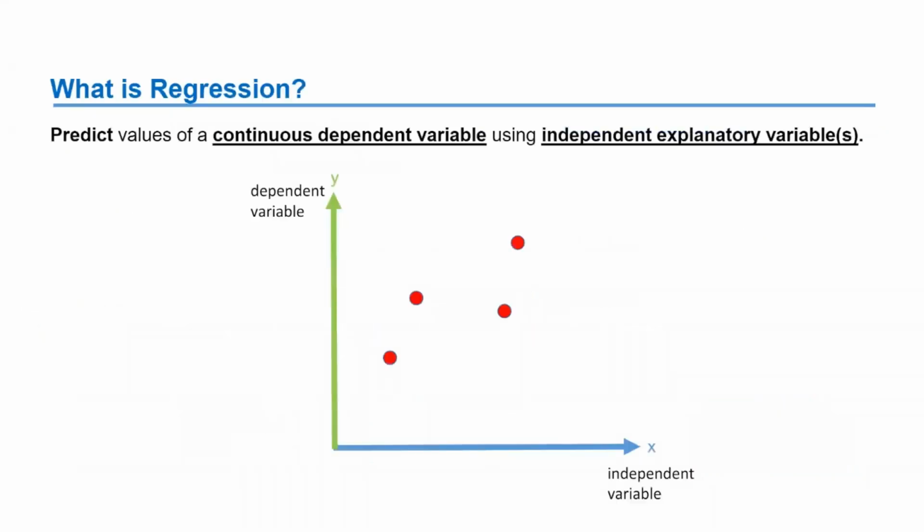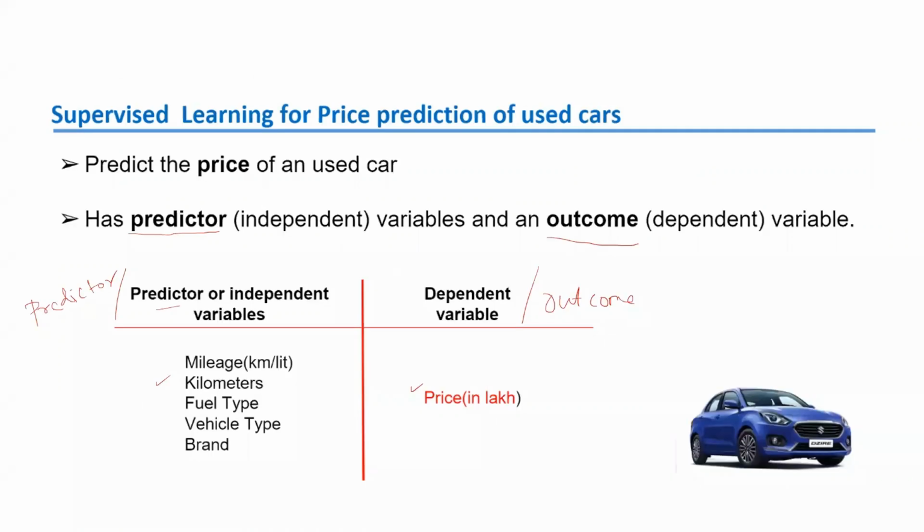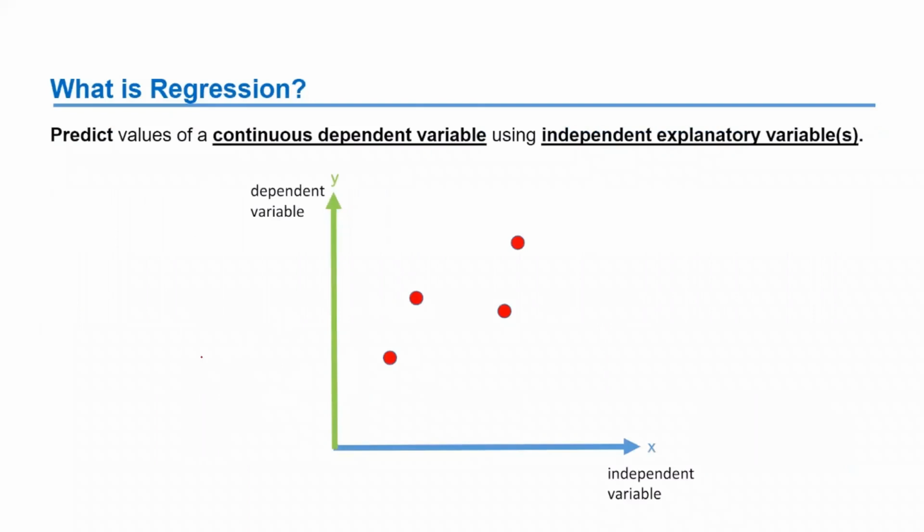Now, what is regression? Regression is a type of algorithm which predicts the value of a continuous dependent variable using independent explanatory variables. So it predicts a continuous dependent variable. Now you know what a continuous and a categorical, or discrete, value is, right? Continuous values are values which are not in a fixed range. For example, 20.5, 72, 96, 1005. These are all continuous values.